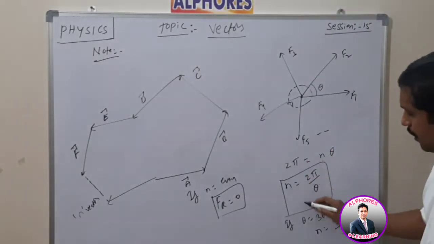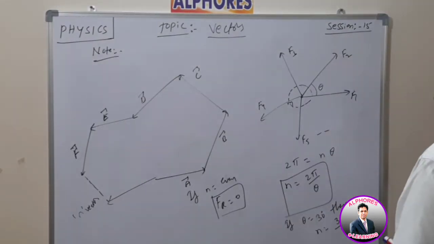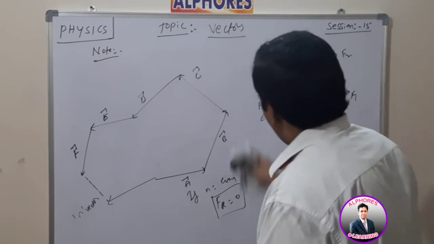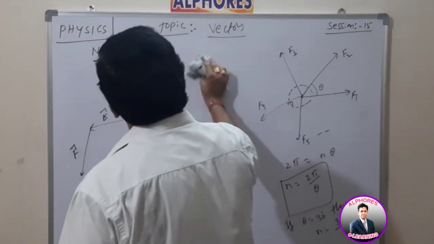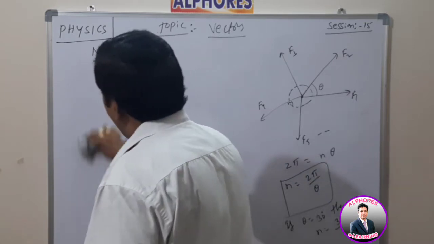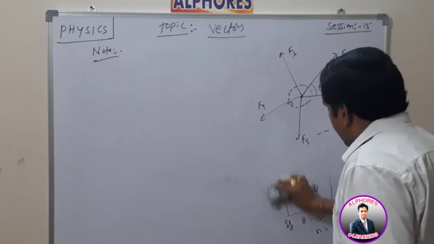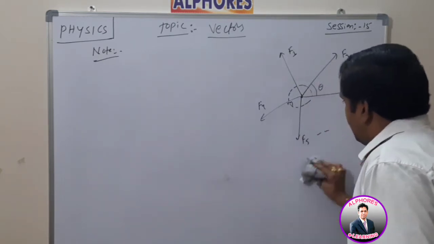Suppose the number of forces required is even. For example, let us say theta is equal to 60 degrees, which means each and every force makes an angle of 60 degrees with the neighboring forces, meaning simultaneous forces as per the condition. Listen carefully.